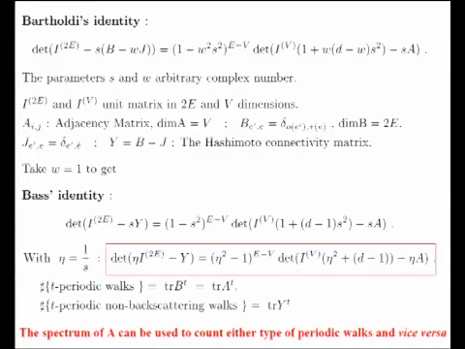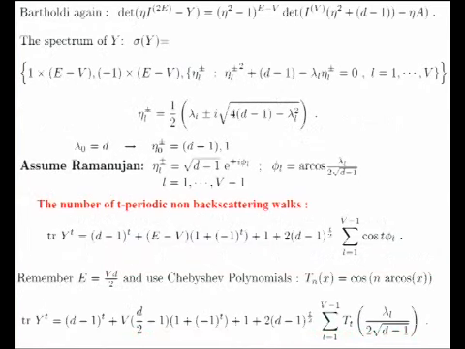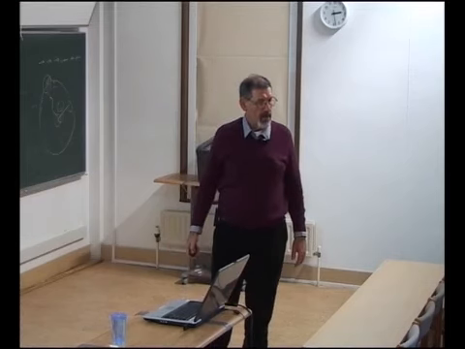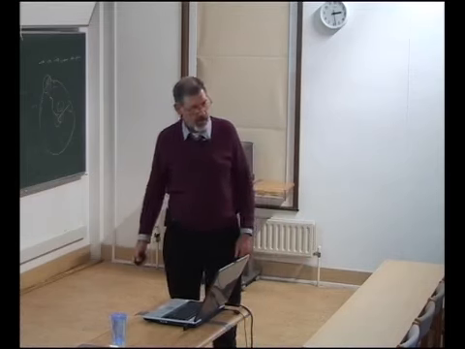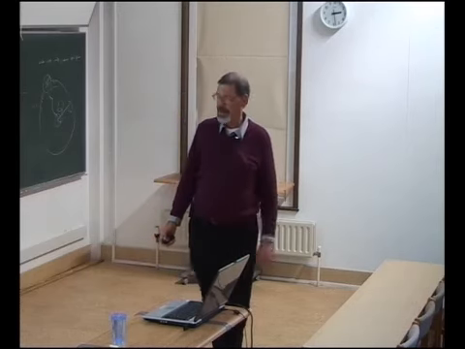And therefore, we know that the spectrum of A can be used to count either type of periodic orbits, either with repetitions or without, with backscatter or without backscatter, but then also vice versa. And this is the reason for this duality between counting, trace of B^t, and spectral information, trace of A^t. And I repeat this, and I'll repeat it ad nauseam, because I think this is the essence of everything that I'm saying.